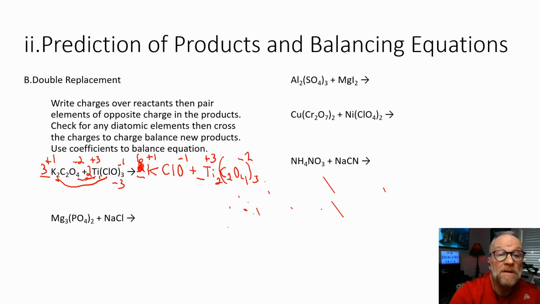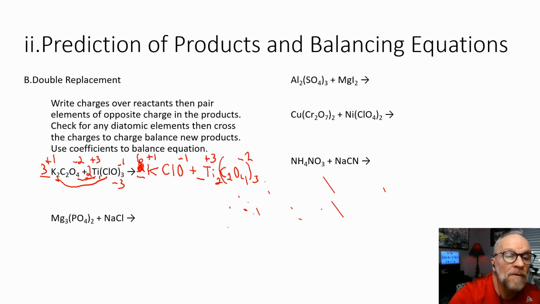3 times 2 is 6. 6 potassiums on the product side also now. 3 oxalates, 3 oxalates here. 2 titaniums, 2 titaniums. 2 times 3 is 6 hypochlorites and 6 hypochlorites. So now we have a balanced equation. Yay! All right, let's go on and do another one.